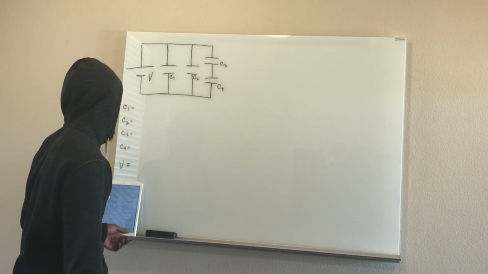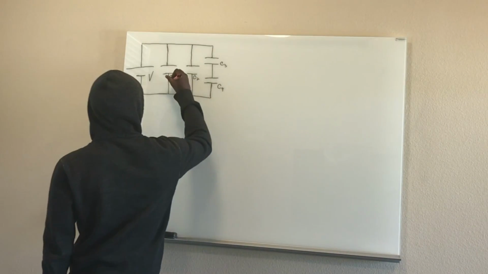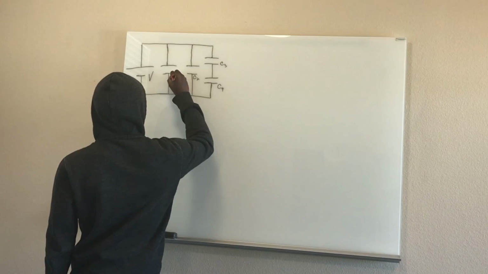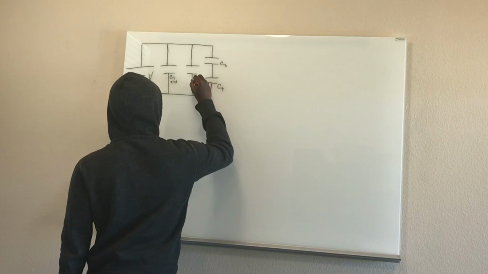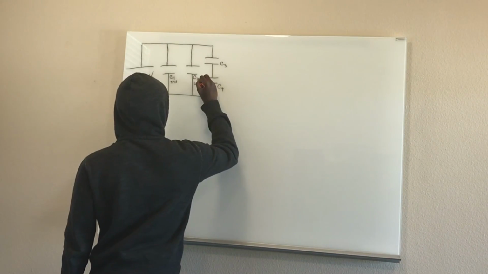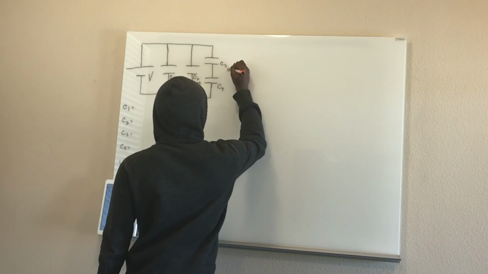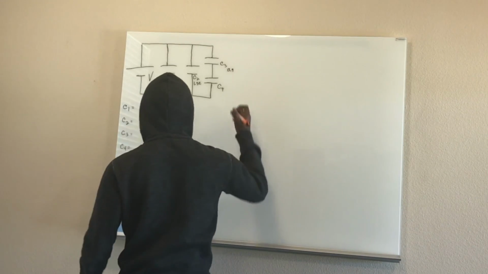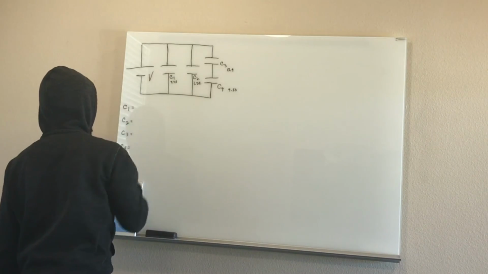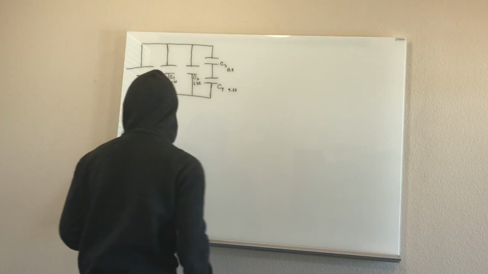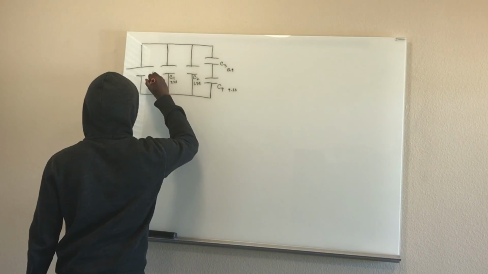Alright, so first we're going to find the equivalent capacitance of the capacitor. First value of C1 equals 7.41. C2 equals 1.52. C3 equals 13.9. And C4 equals 9.53. For the voltage, it's 13.7 for the voltage.